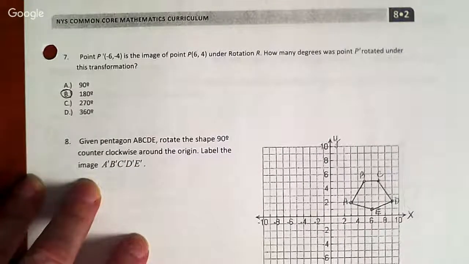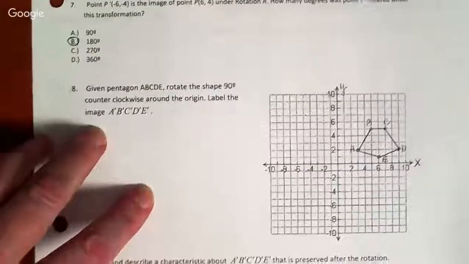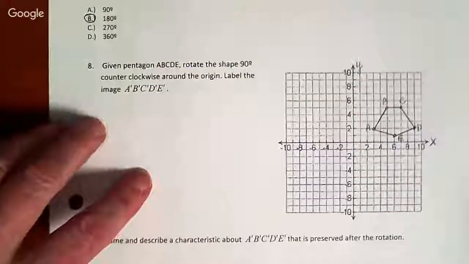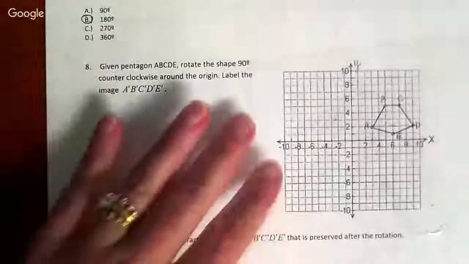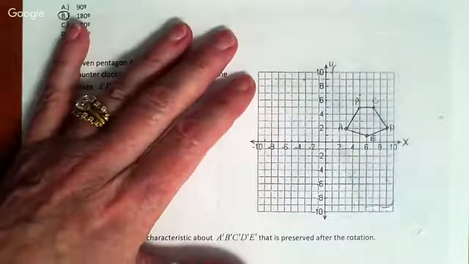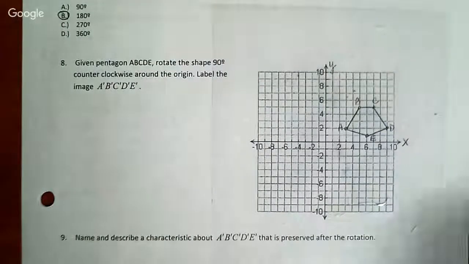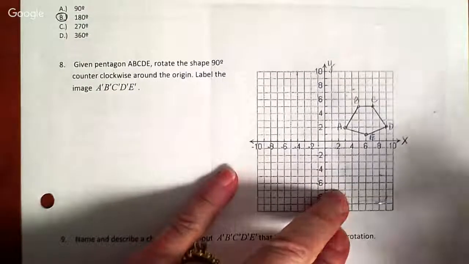All right, given the pentagon, rotate the shape 90 degrees counterclockwise around the origin. Label the image. You can do this one of 2 ways. Probably the easiest way to do this, if you don't like using your points, is to use your transparency. I would do that same thing. I would take my transparency. Here we go. Let me move this a little bit here. I would take my transparency.